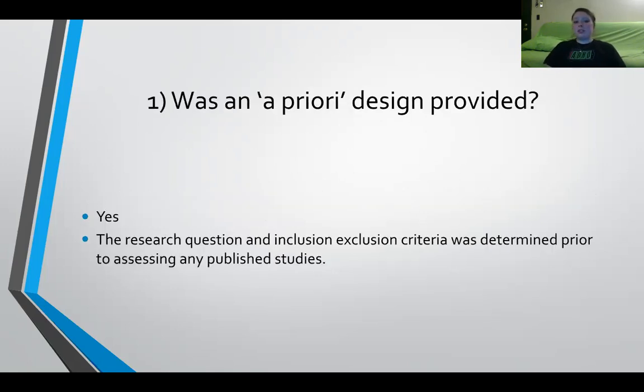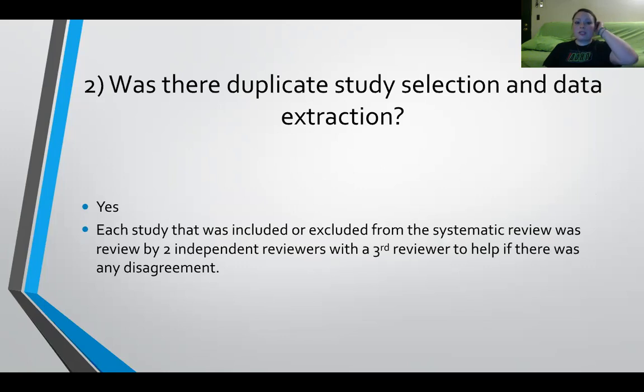Was an a priori design involved or provided? The answer was yes. The research question and the inclusion criteria were determined prior to starting to look for randomized control trials. Was there duplicate study selection and data extraction? Yes. Each study was included or excluded from the systematic review by 2 independent reviewers. So each study got looked at twice. And then there was also a 3rd reviewer to help with any disagreements, to really double check if they fit the criteria or not.